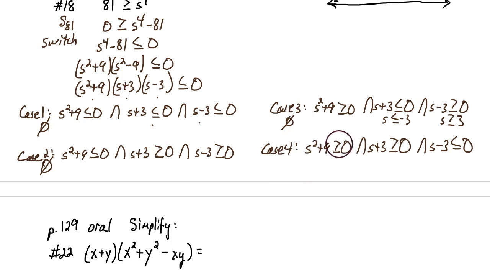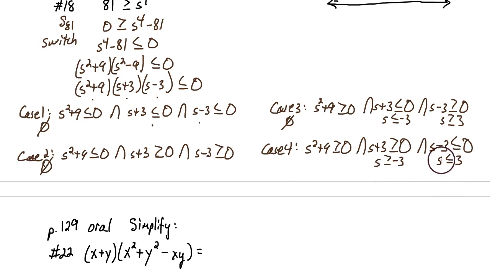Now case 4. We were just discussing this. This is not a problem. Any number at all will work for s. Let's look at these two pieces. This makes s greater than or equal to negative 3. This one over here makes s less than or equal to positive 3.